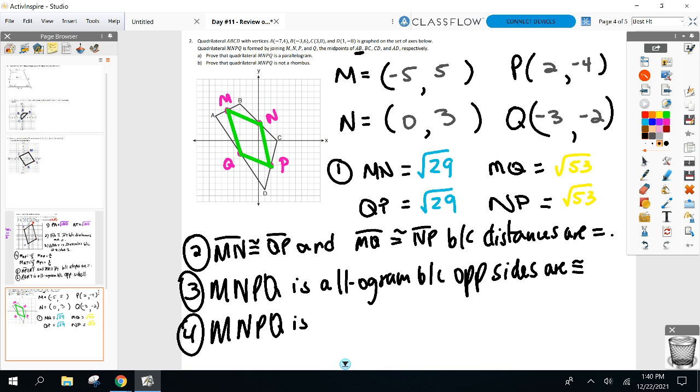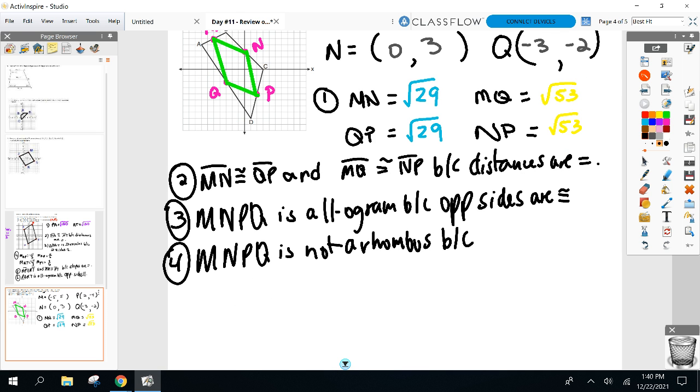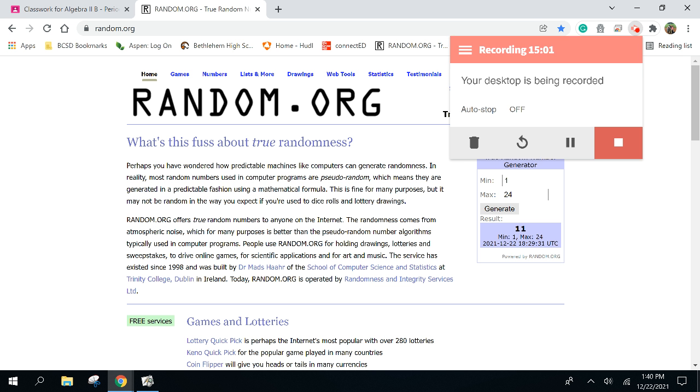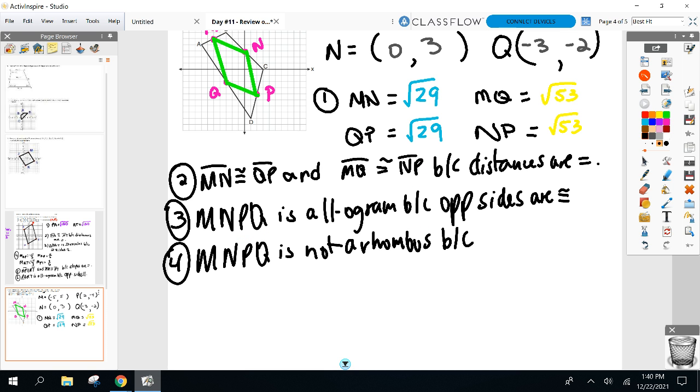MNPQ is not a rhombus because, and I'll turn this over to you guys, why isn't it a rhombus? Oh, 8. Because none of the sides are congruent. Done. Perfect.